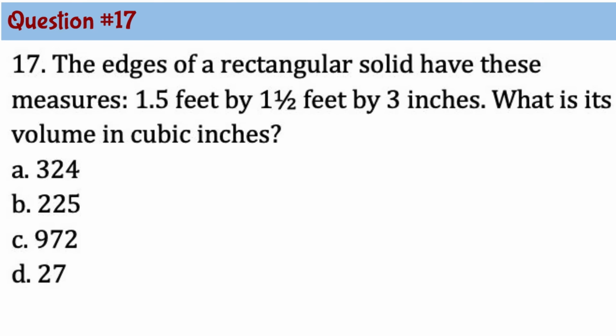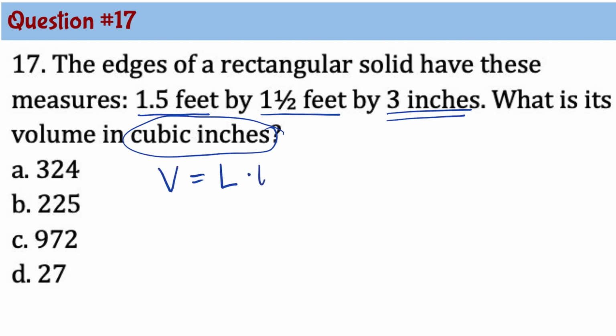Question number 17. The edges of a rectangular solid have these measures: 1.5 feet, 1.5 feet, and 3 inches. What is its volume in cubic inches? So in solving this problem, make sure that you remember and memorize this formula if you haven't. Volume of a box or rectangular solid is length times width times height. Also, in this problem, the units are all different, and it's asking for the volume in cubic inches. So this means we need to convert 1.5 feet in inches and 1.5 feet in inches as well.